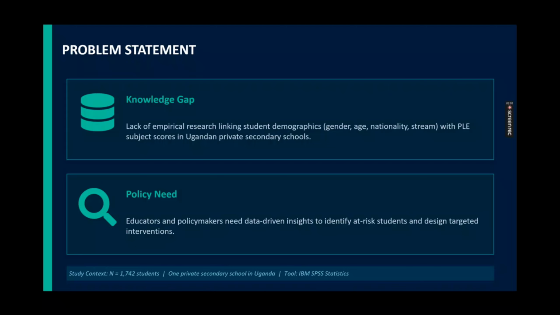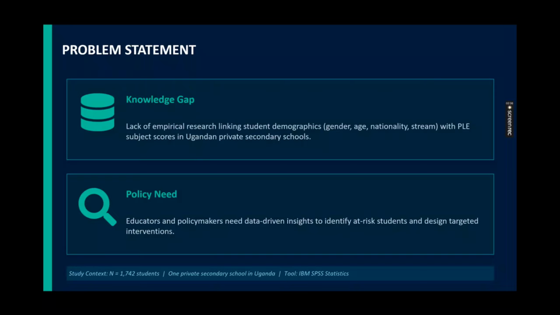Then our problem statement, of course, we had the knowledge gap, that there was a lack of ethical research linking student demographics, by which we mean gender, age, nationality, stream, with the PLE subject scores in a Ugandan private school. So the need for policy: educators and policymakers need data-driven insights to identify at-risk students and design targeted interventions.